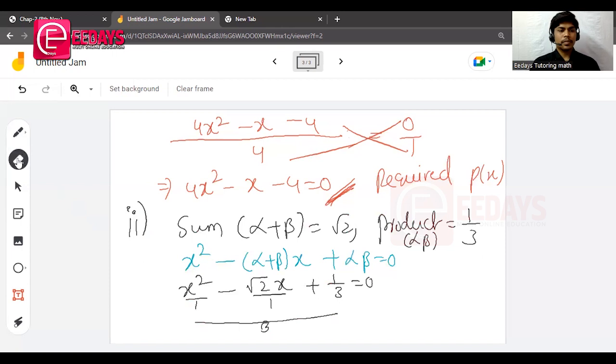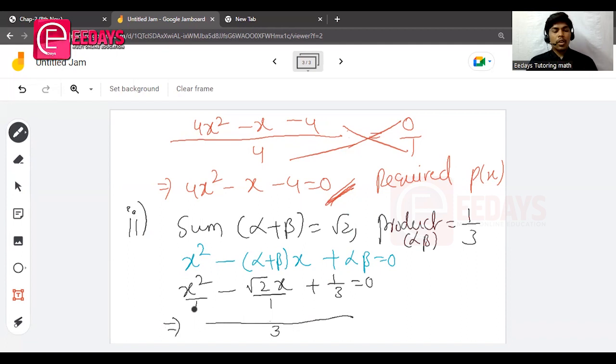Okay, we should equate. Shall we do it on the next slide? Okay, do it now, do it here. Let's take LCM 3. I think everyone knows how to take the LCM, right? Here 1, 1 and 3 is there in the LCM. You should equate the denominators: you just multiply 3 into x square, you'll get 3x square, minus root 2 into 3, you'll get 3 root 2 into x, plus 3 already there. So you just write 1 here. After transferring 3 to the other side, you'll get 0. Now 3x square minus 3 root 2x plus 1 is equal to 0.